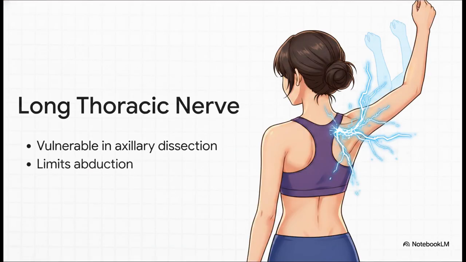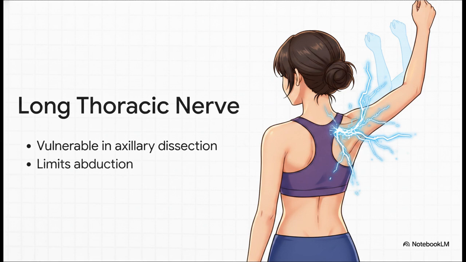Keep in mind, the long thoracic nerve is highly vulnerable to traction or transection injury during axillary lymph node dissection and modified radical mastectomies. The classic clinical presentation is winging of the scapula, which becomes incredibly obvious during a serratus wall push test.